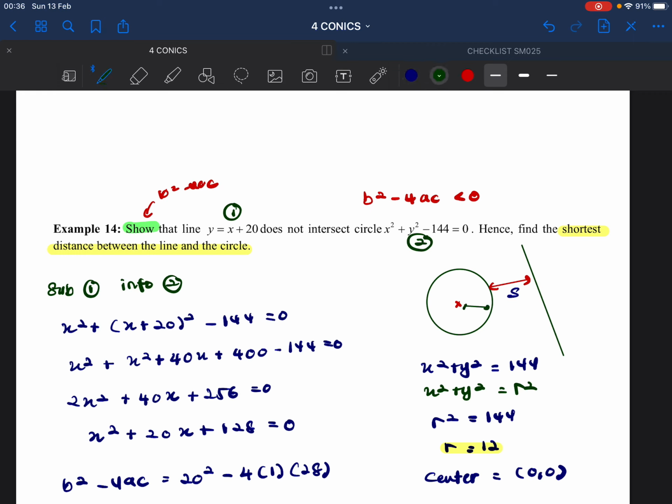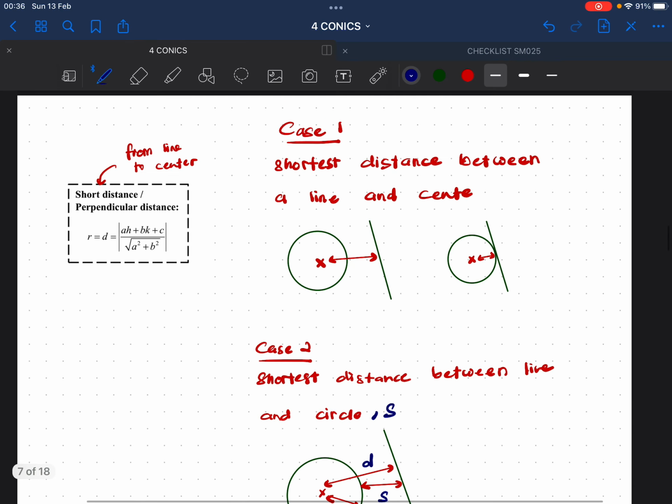Here is the r. Okay, so the only thing that you have to find here is this part here, the distance between the line and the center, which we call D. How do we find the distance between the line and the center? We are going to use this formula: D equals modulus of Ah plus Bk plus C over square root of A squared plus B squared.